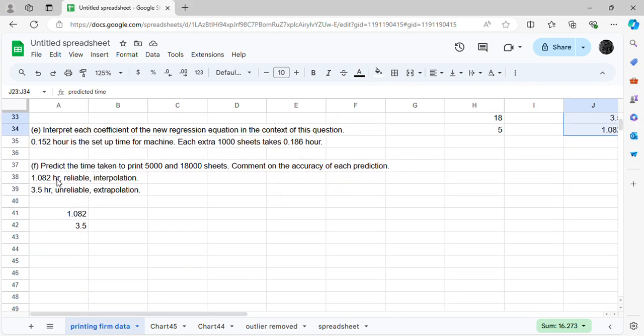So 1.082 hour, for 5,000 sheets, is reliable and it's interpolation, and 3.5 hour is unreliable and extrapolation.